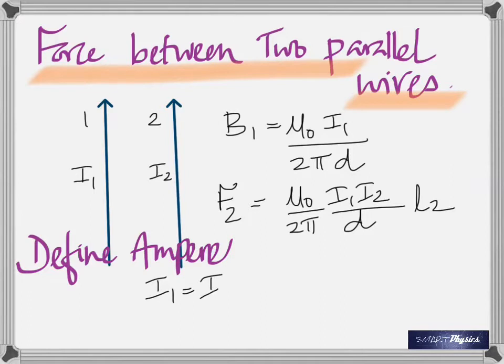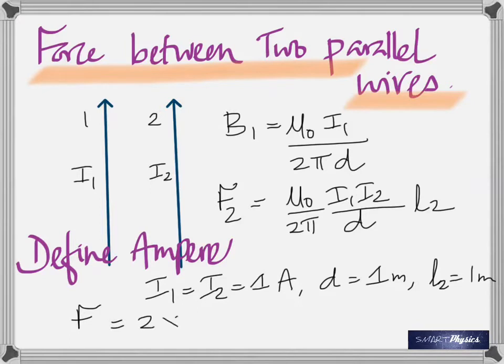So defining an ampere, once again, I1 is equal to I2 is equal to 1 ampere, d is 1 meter, and L2 is taken as 1 meter. What you get is the definition of an ampere, because when you substitute, you get 2 times 10 to the negative 7 newton per meter. Okay, the forces are attractive. That's what I put up now.